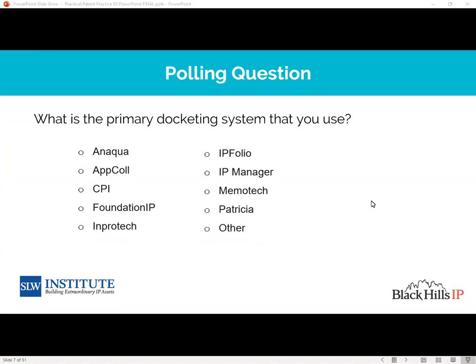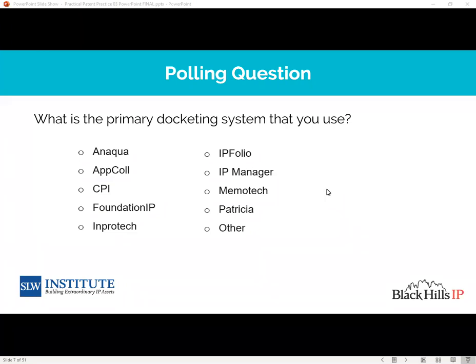And it looks like most people have voted, so I will go ahead and end polling. Okay, interesting. The most common system with this audience is CPI, and then it looks like it's a close tie for second between Foundation IP, which is slightly more than NACWA, with a couple of AppCall users, a couple of people using IP Manager, and then some Memotech users.